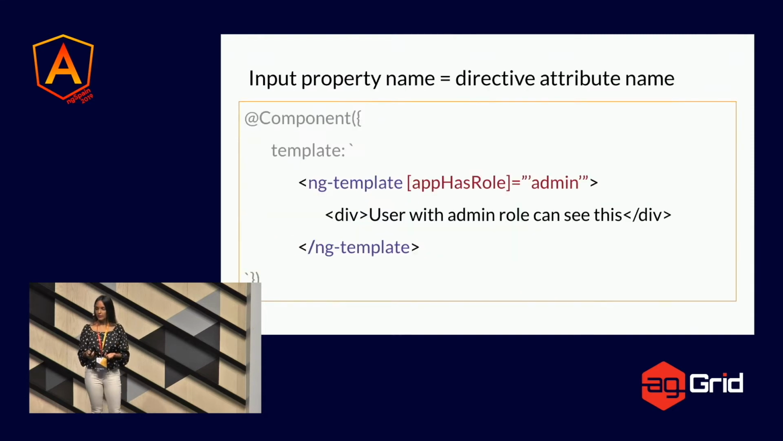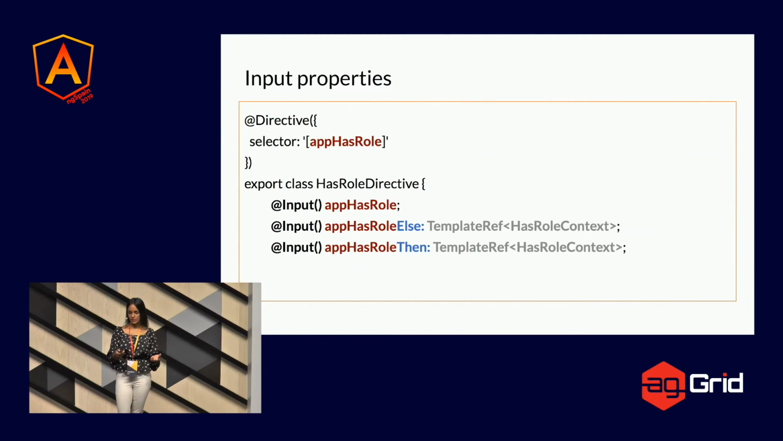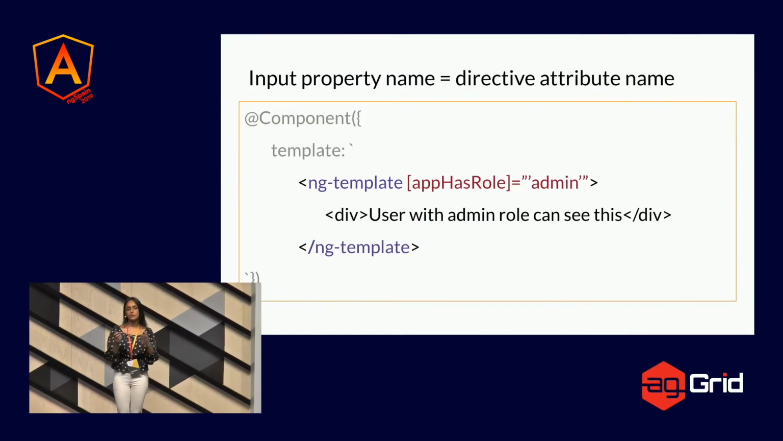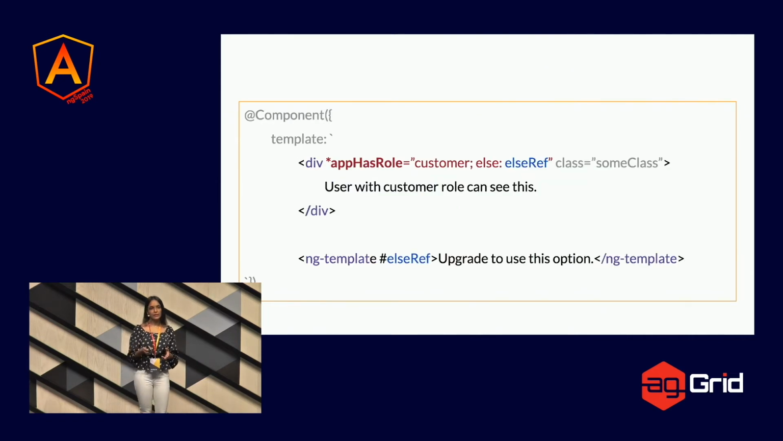Okay, and the second thing to note is that it is a common pattern that directives name an input property the same as the directive attribute name, which allows us to declare the directive as well as bind to its input property at the same time. And when we do that, in the microsyntax, using the asterisk syntax, the first expression will be the property binding. So here, customer is actually binding to the appHasRole input property.